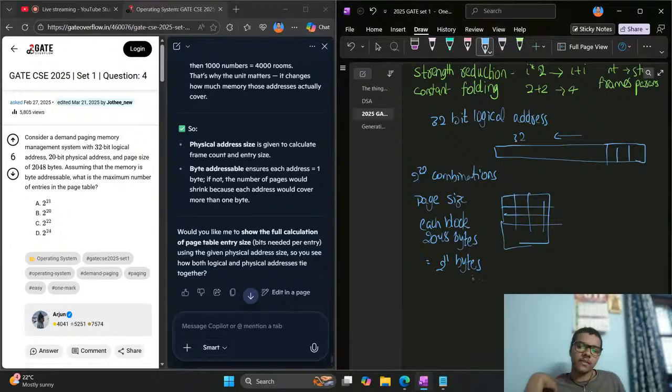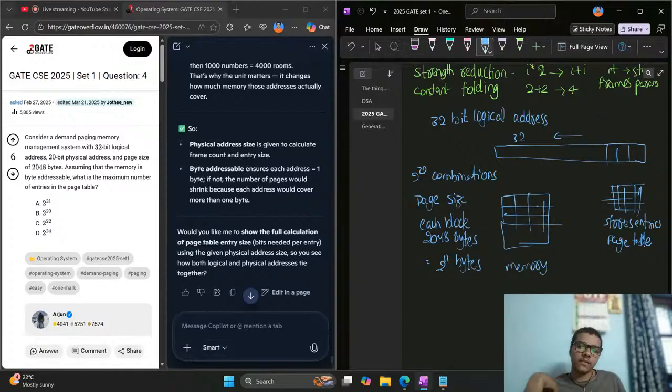So now, maximum number of entries. Page table is in memory. I think this is memory, and this is the page table. It stores entries, right? This is called the page table. How many entries are needed?